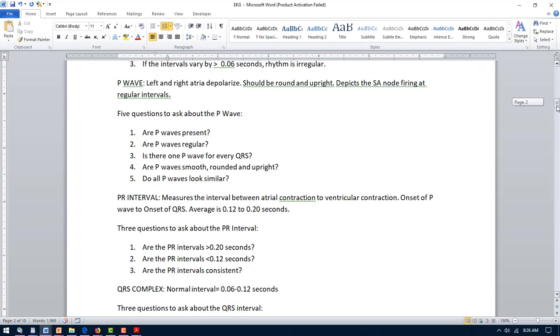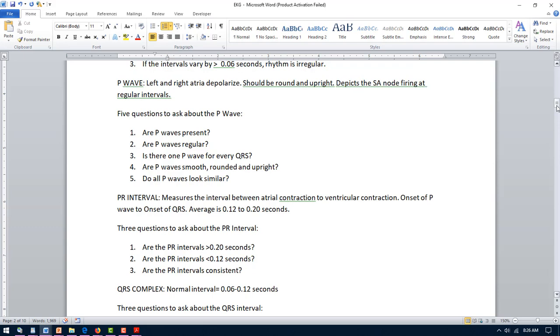Then going on to our P wave. These P waves should be round and upright. It looks like a little hill. This is actually the SA node firing. And we want it to be regular. We want it to be before every QRS. We want them all to look the same. So we kind of assess the P waves there.